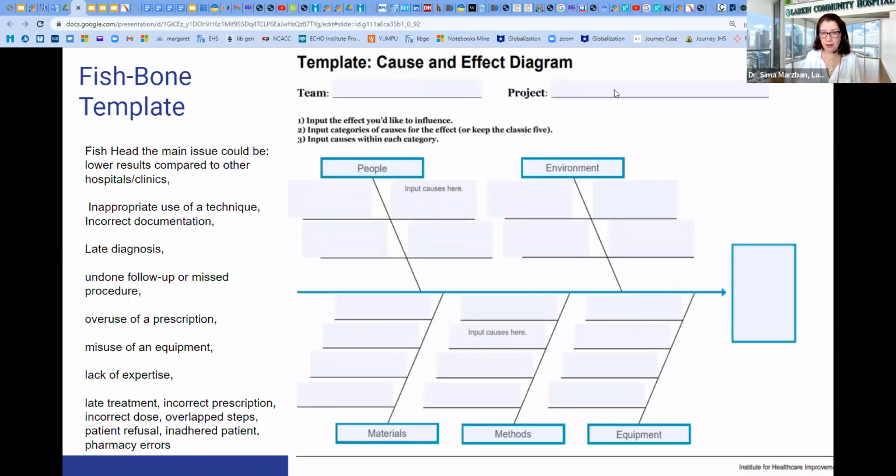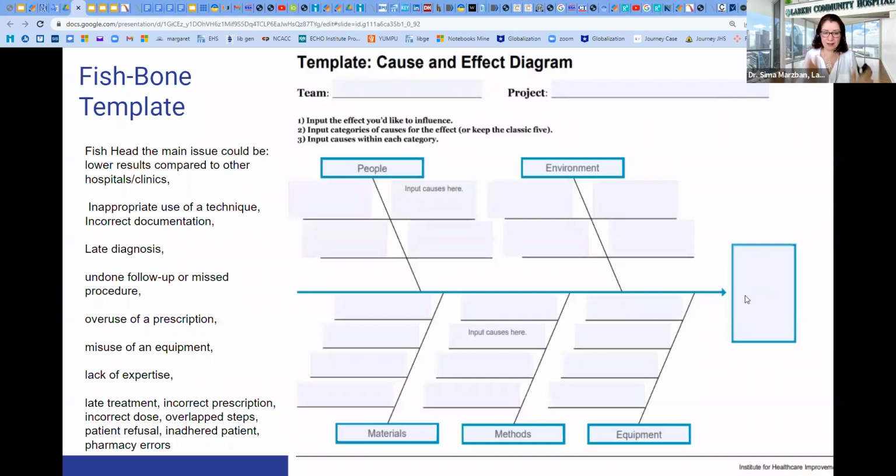Team should be documented here, project title here, and we can put these items in the fish head. See here, inappropriate use of a technique can be mentioned here as a topic. Incorrect documentation, late diagnosis, undone follow-up or missed procedure, overuse of a prescription, misuse of equipment, lack of expertise, late treatment, incorrect prescription, incorrect dose, overlapping steps, patient refusal, non-adherent patient, or pharmacy errors. Those are just suggestions.